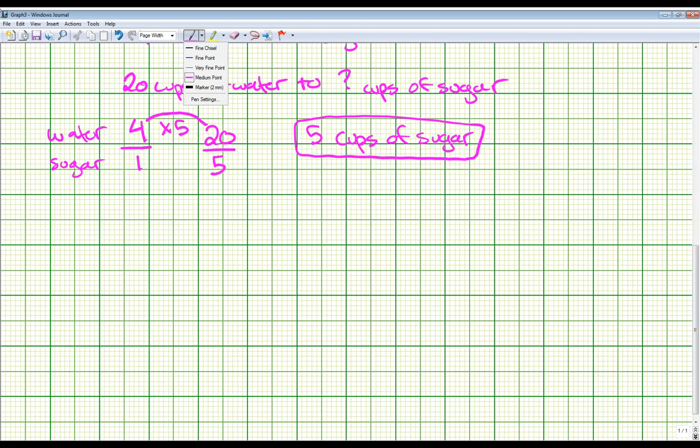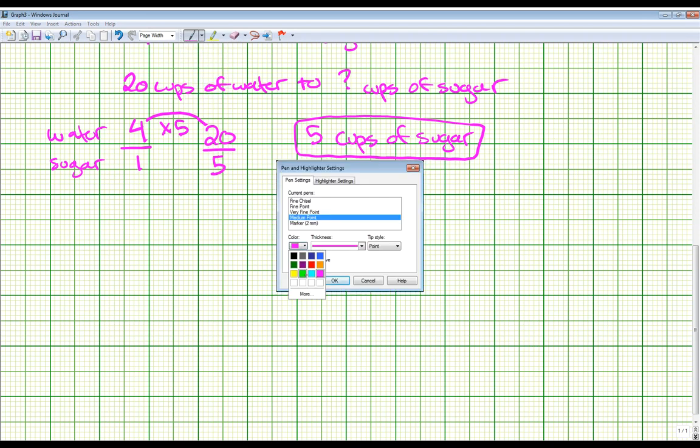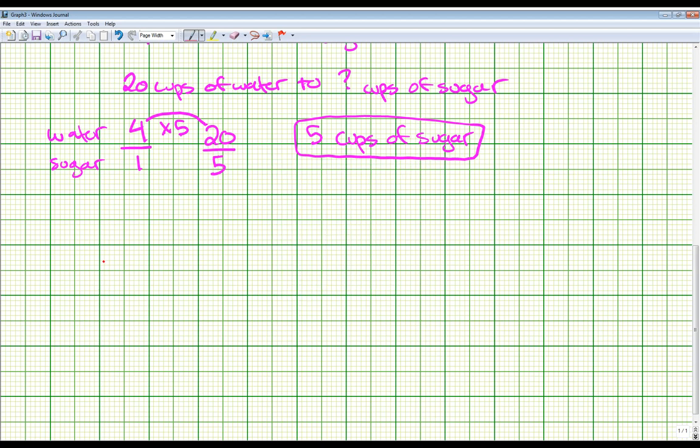Turning the page now to page 200, they're again looking at a ratio table for a new situation this time. So I'll switch colors. Example 3.